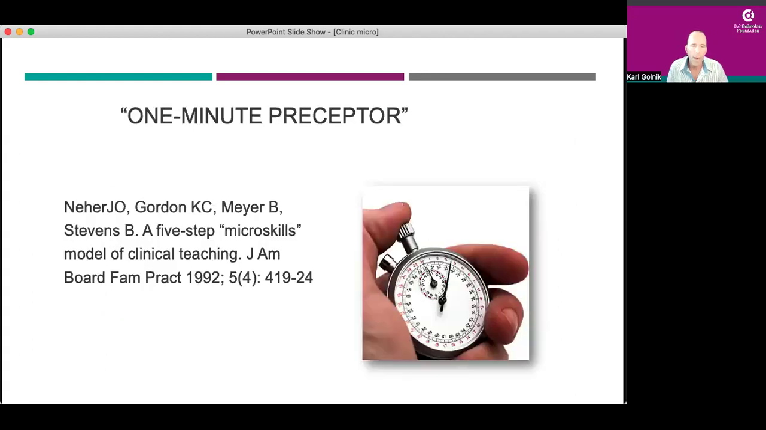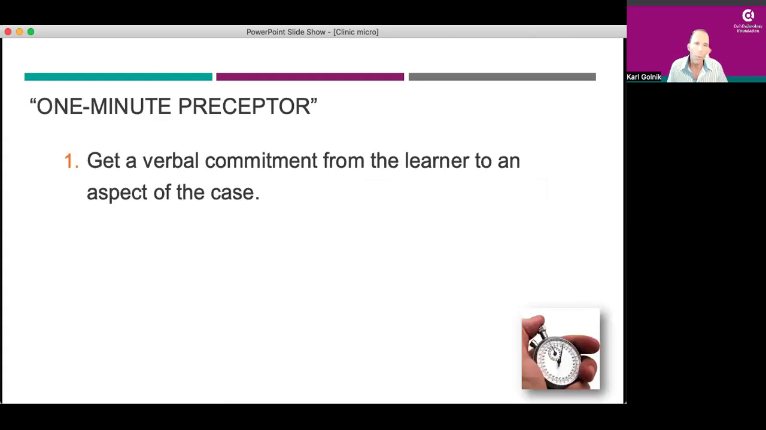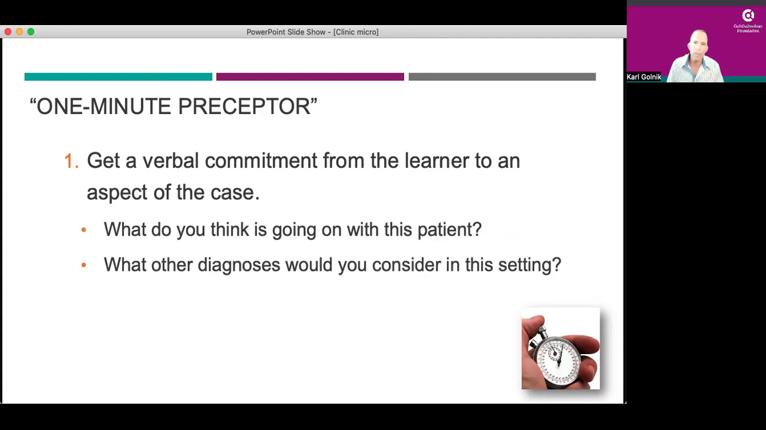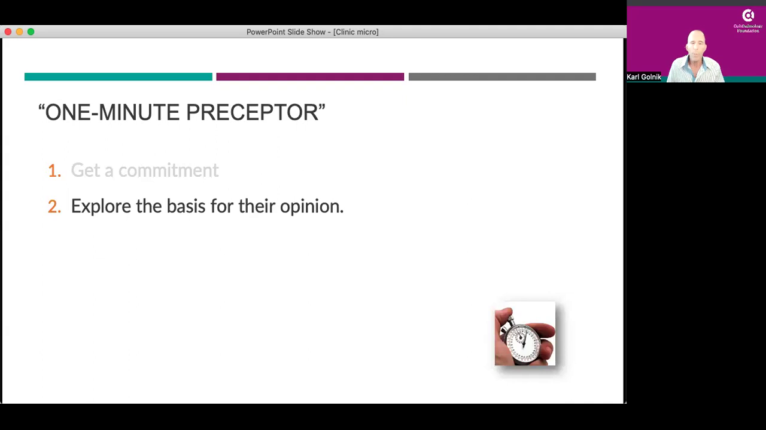I still think this paper, published now more than 30 years ago, has very helpful guidelines. So let's look at the 1-minute preceptor. Number one, get a verbal commitment from the learner to an aspect of the case. That simply means ask some questions. What do you think is going on with this patient? What other diagnoses would you consider in this setting? So get a commitment.